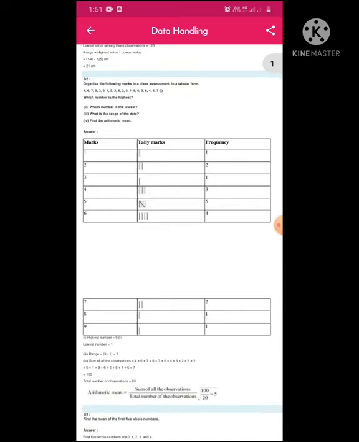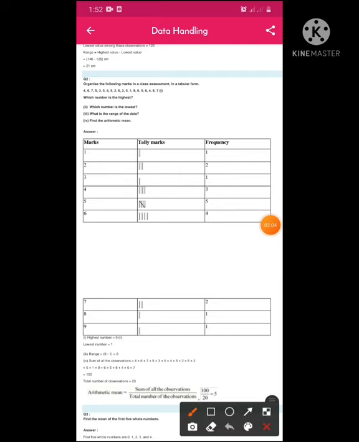First we will write the marks from 1 to the highest marks scored, which is 9. So from 1 to 9 we have to write the marks. You can see here from 1 to 9 it is marked.